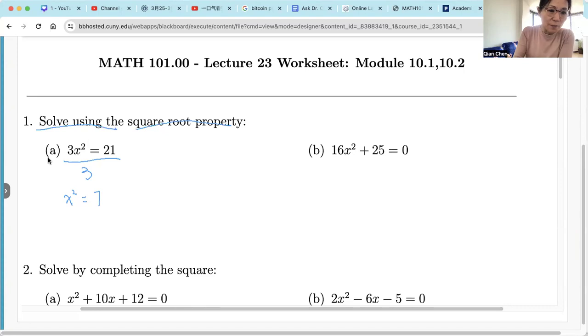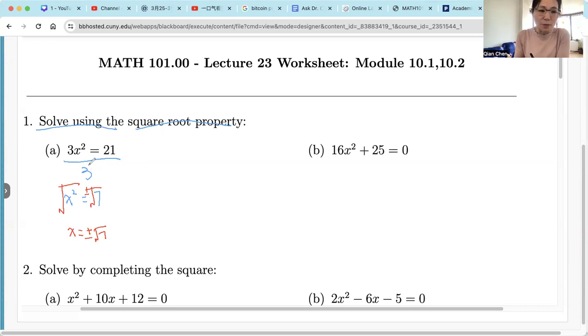So let me change my color. Because we have a perfect square on the left-hand side, the variable x has a perfect square, so we want to square root, because square root is the opposite operation. They cancel each other out. So now when we square root, we get plus minus 2 values. So x equals positive square root of 7 and negative square root of 7. So we can write it as this. So this means x has 2 solutions. One is radical 7, positive. One is negative radical 7.